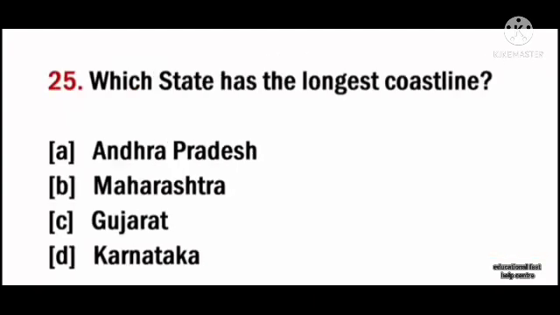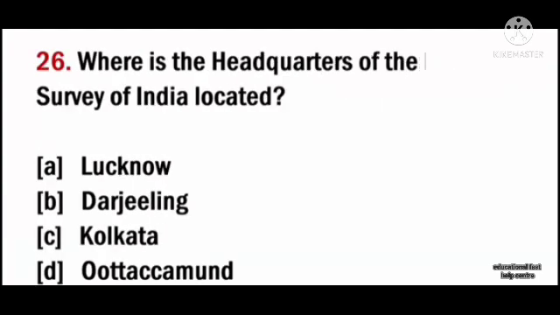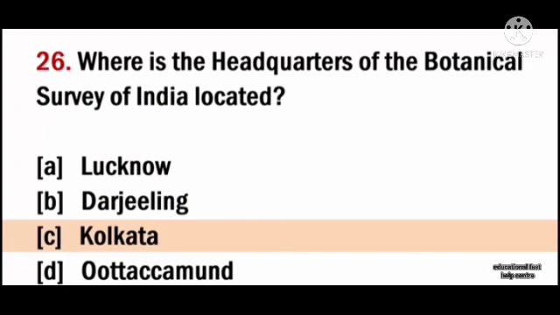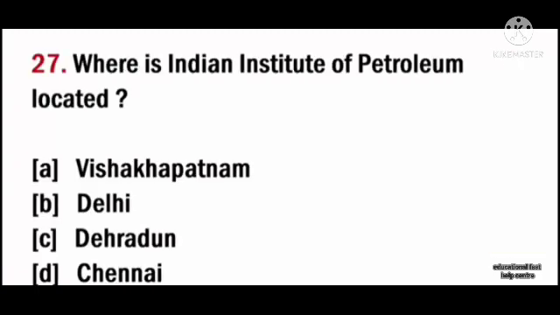Which state has the longest coastline? Answer C. Gujarat. Where is the headquarters of the Botanical Survey of India located? Answer C. Kolkata. Where is the Indian Institute of Petroleum located? Answer C. Dehradun.